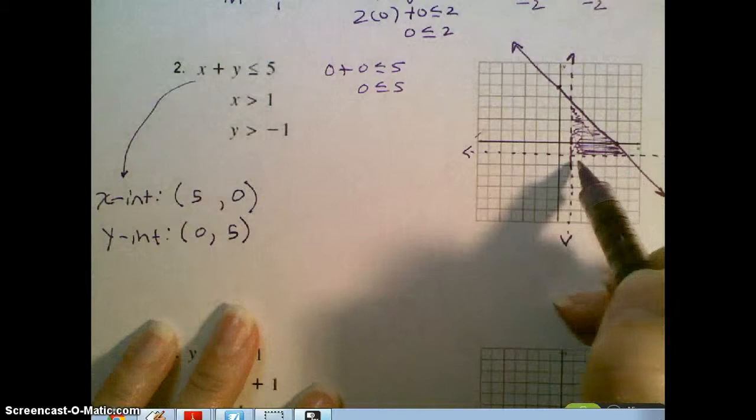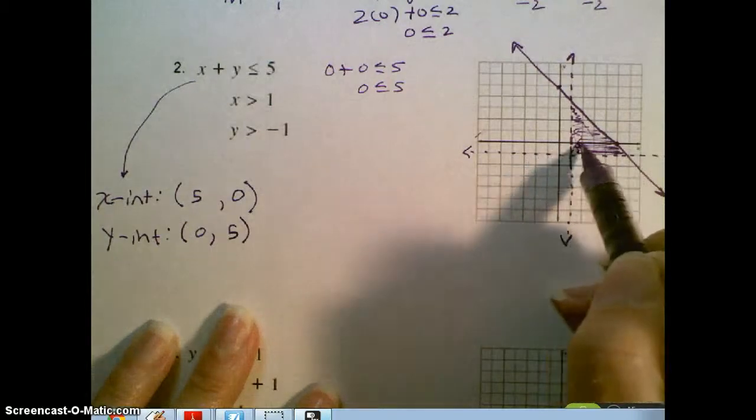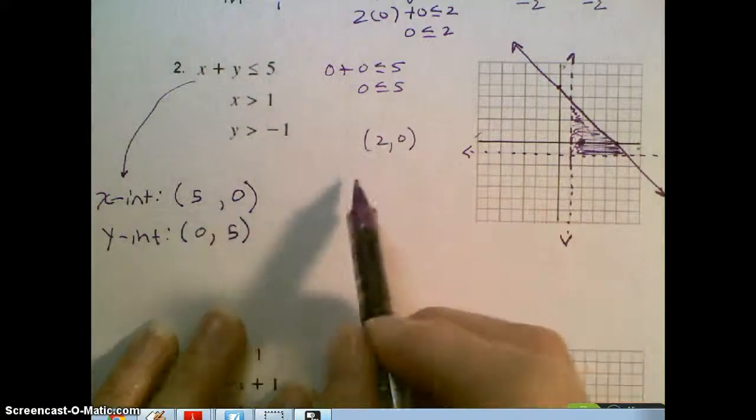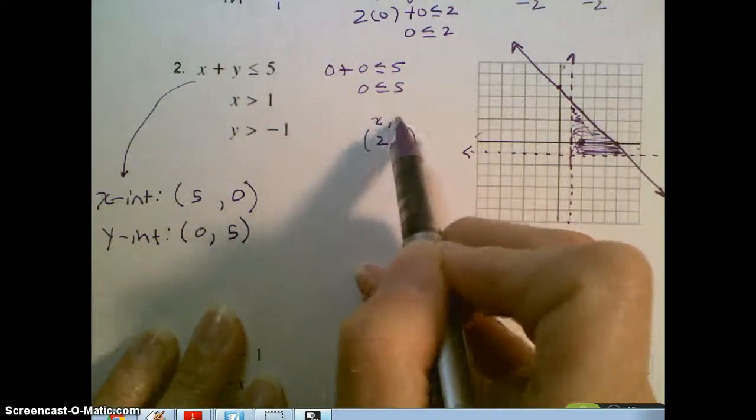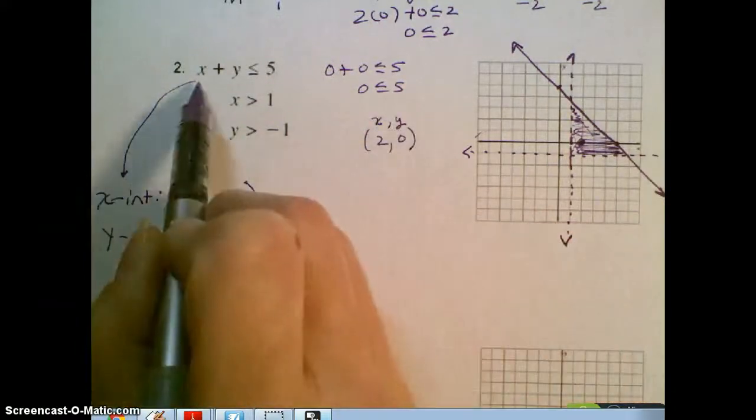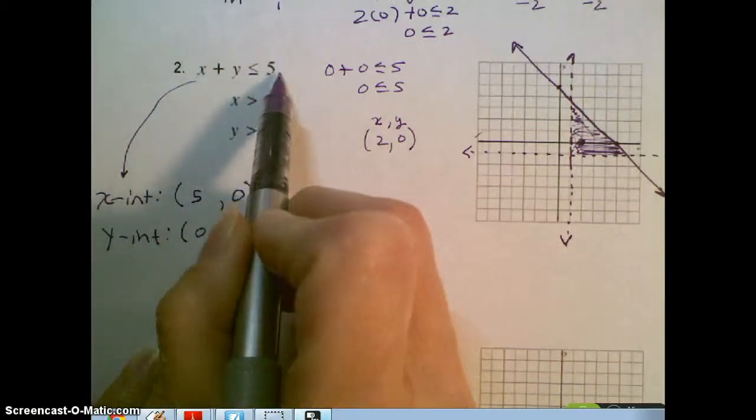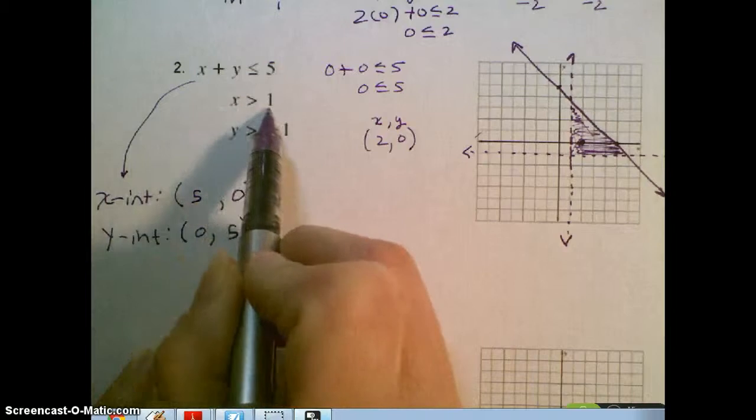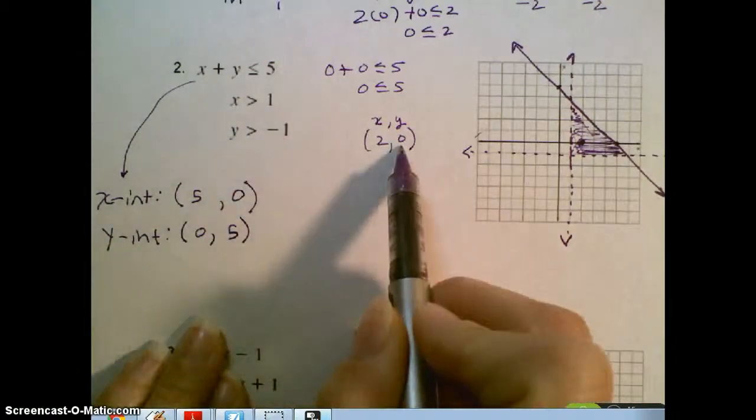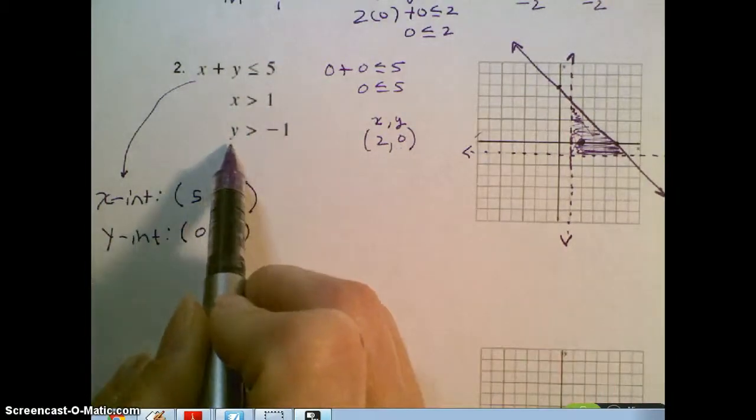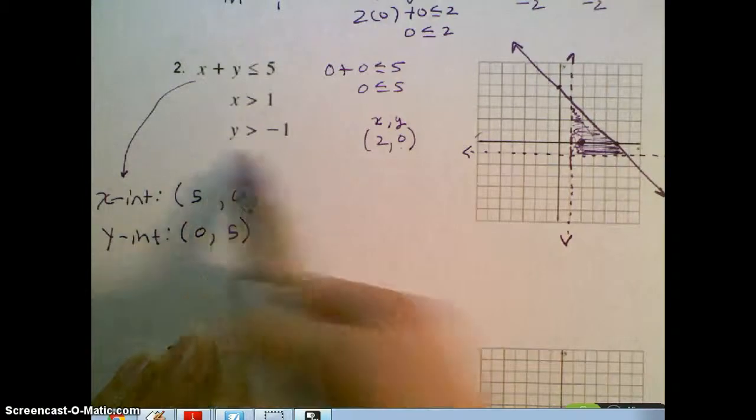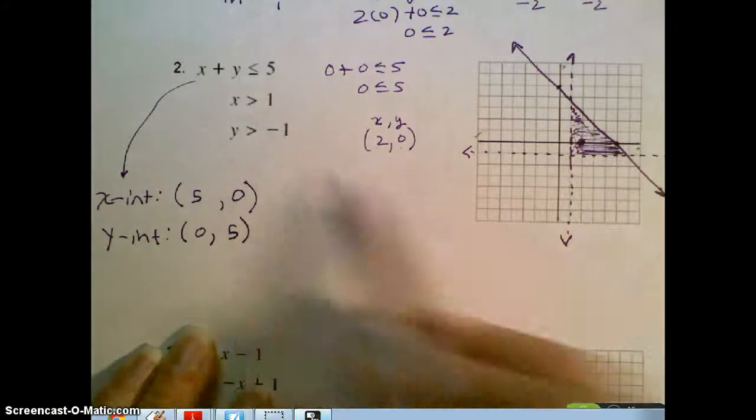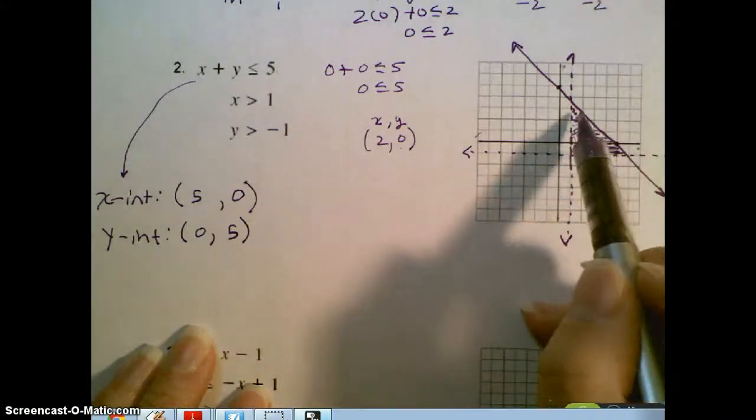So for example, I'm going to pick, how about this point, this ordered pair (2, 0). So if I look at the ordered pair (2, 0), I'm going to put 2 in for x and 0 in for y. If I put it here, is 2 plus 0 less than or equal to 5? Well, yeah, that's true, so it fits. Is 2 greater than 1? Yes. Is 0 greater than -1? Yes. So this point is a solution to the system of inequalities. Anything in this shaded region would be an answer.